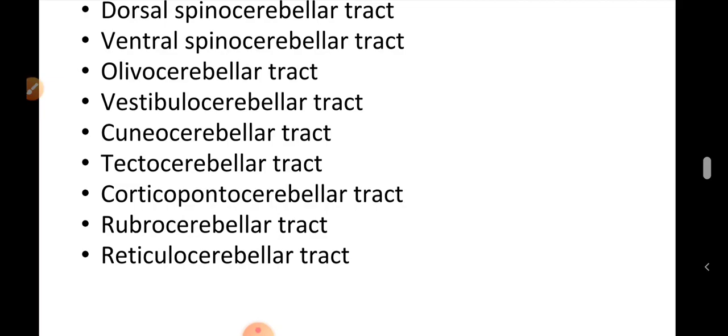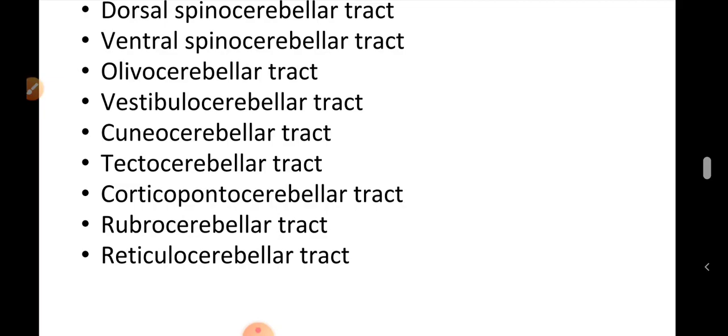The afferents which are passing through the superior cerebellar peduncle are the ventral spinocerebellar tract and tectocerebellar tract. So these are the two tracts which are going to the cerebellum through the superior cerebellar peduncle, and the efferents leaving from the superior cerebellar peduncle are dentorubral, dentothalamic and the cerebelloreticular fibers.